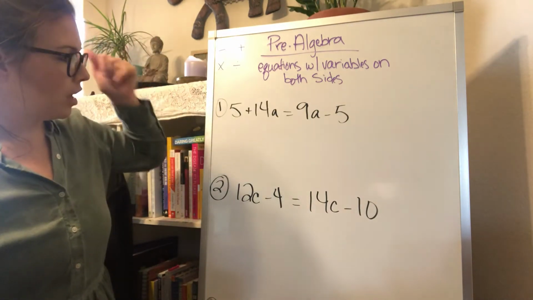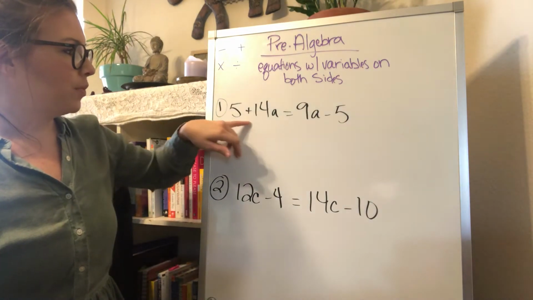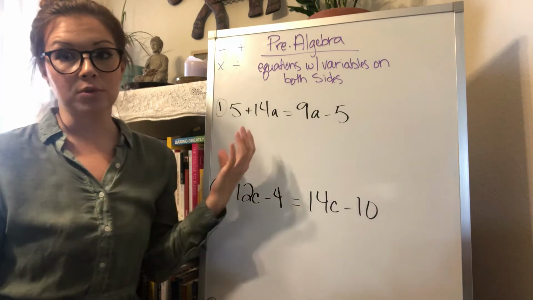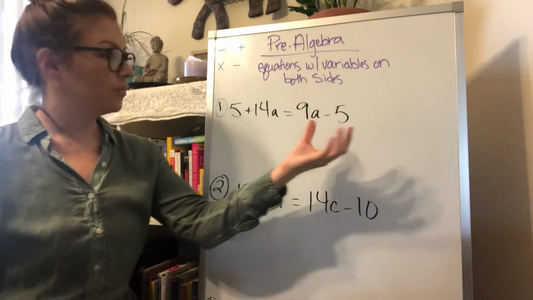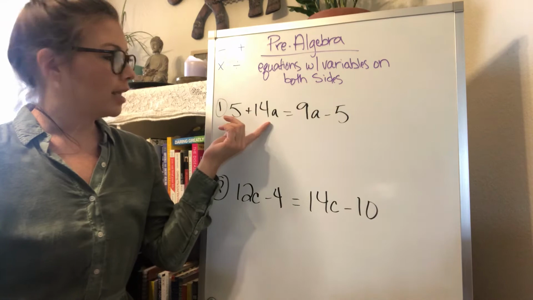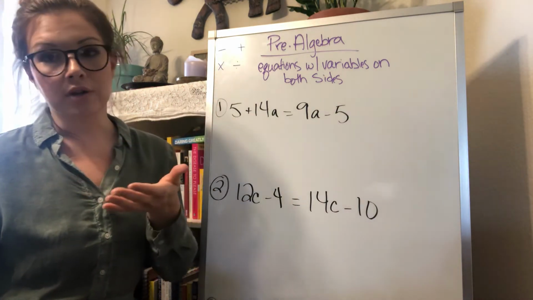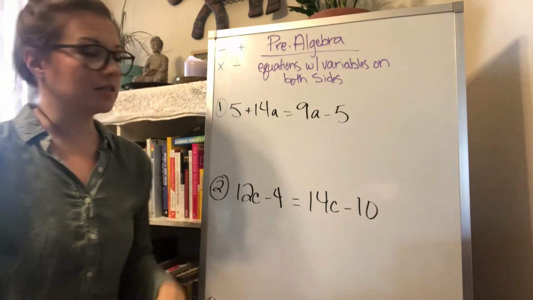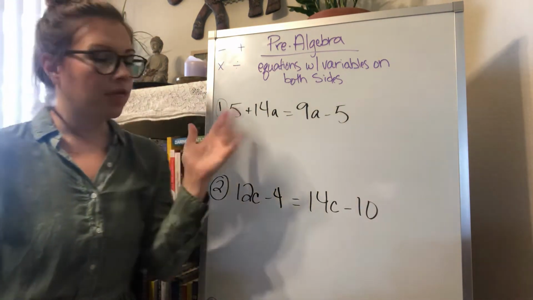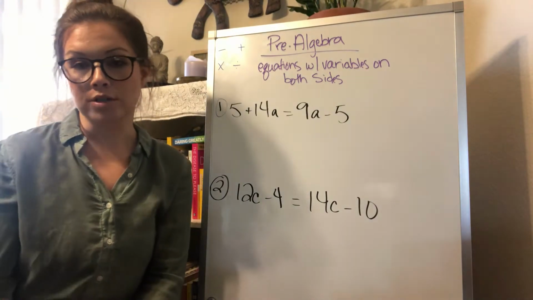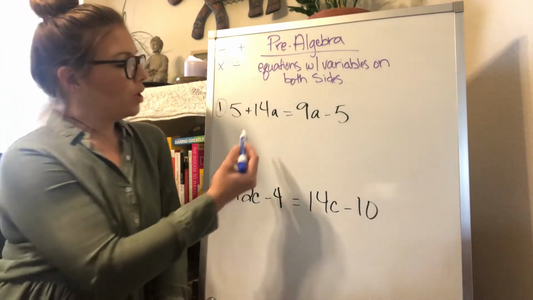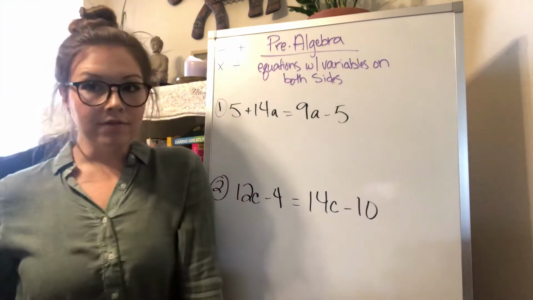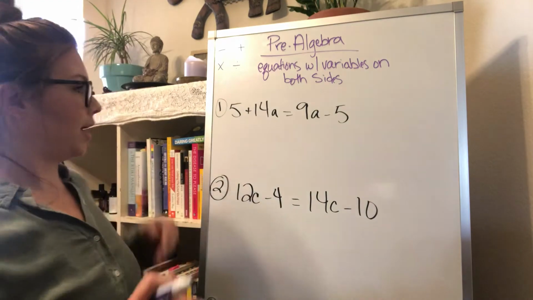Right? So let's jump into this one. 5 plus 14a equals 9a minus 5. So we're going to first start by getting all of our variables on one side and our numbers on the other side. Okay? I like to keep my variables on the left, but you can do whatever's easier for you. You can change it up every time. You can look at the problem and decide what you want to do. I just have that one little thing that I like, but it works out both ways. Okay? So let's get our variables all on the left and we'll get our numbers all on the right.